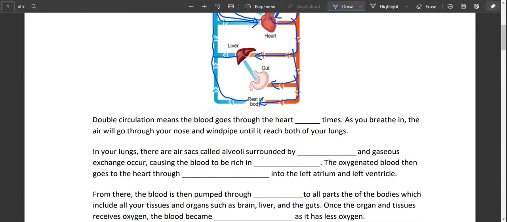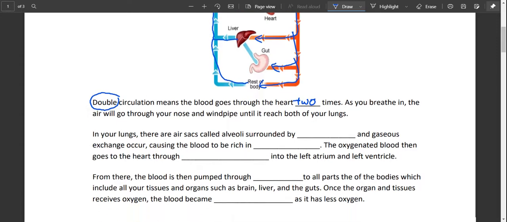Double circulation means the blood goes to the heart blank times. The important keyword here is double. Double means two. So two times. Many students actually answered 72. 72 is the heartbeat, but this one specifically means double circulation, so the answer is two times only.